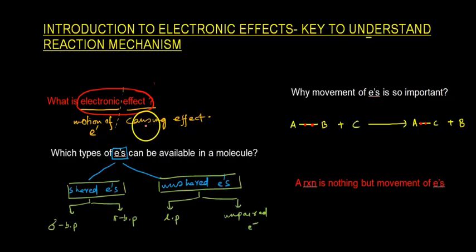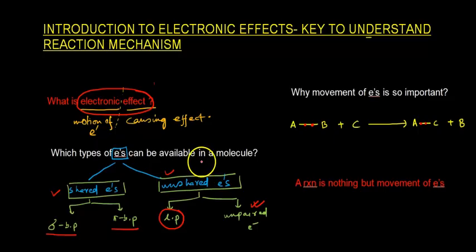Now you should ask me, which types of electrons can be available in a molecule? And we all know in a molecule we can have shared electrons or unshared electrons. Shared electrons means either a sigma bond pair or pi bond pair, whereas unshared electrons can be either a lone pair or an unpaired electron, which is not shared between two atoms, right?